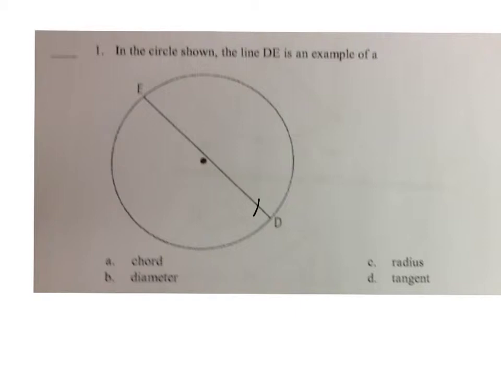The key reason why it's A, it's just a chord, is because it doesn't go through the very middle of the circle. The line is just a little bit off. That's why it's a chord. So that answer would definitely be A, a chord.